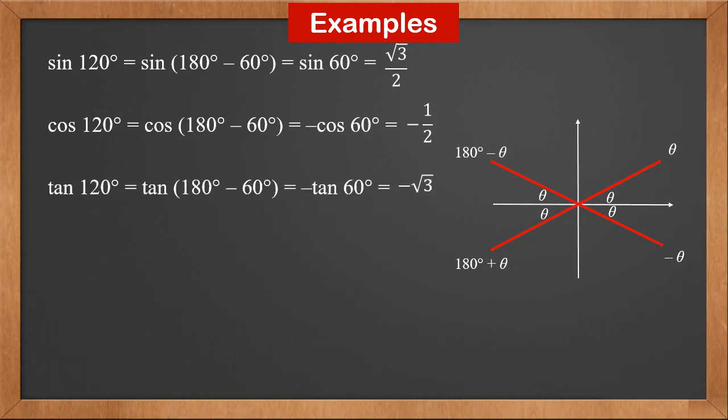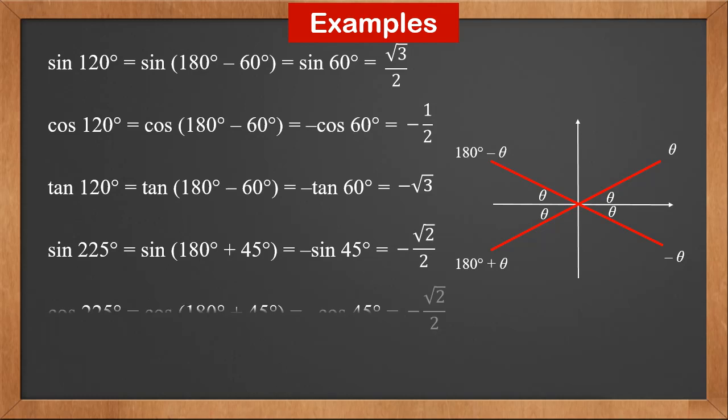Tangent 120 degrees is tangent 180 minus 60 degrees. So it is equal to minus tangent 60 degrees, which is minus root 3. Sine 225 degrees is sine 180 plus 45 degrees. So it is equal to minus sine 45 degrees, which is minus root 2 over 2. Cosine 225 degrees is cosine 180 plus 45 degrees. So it is equal to minus cosine 45 degrees, which is minus root 2 over 2.